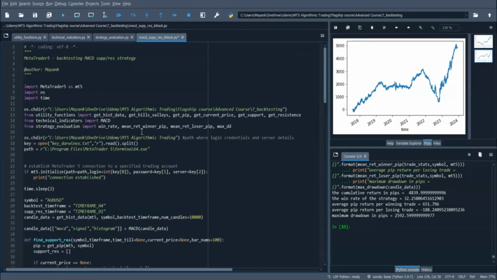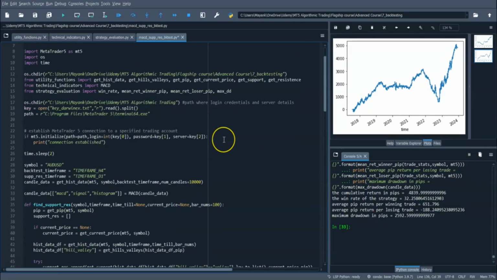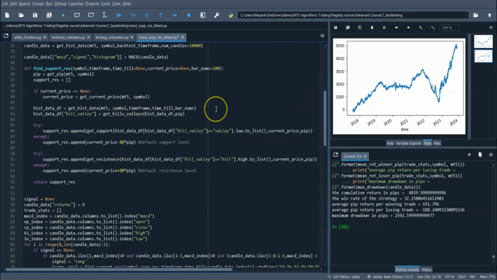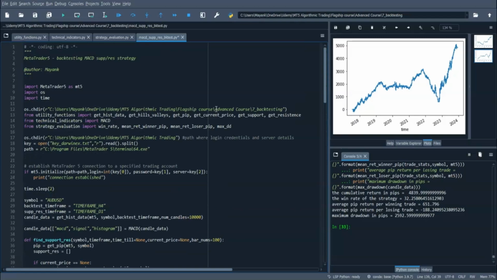I am going to attach this code as well under the resource section for this lecture video. This was just to give you an example of how you can make a minimum number of tweaks to the backtesting code format that we have been using to achieve most of the changes that you may want to make to your strategy. So let me know if you have any questions.